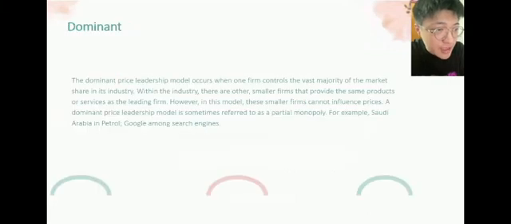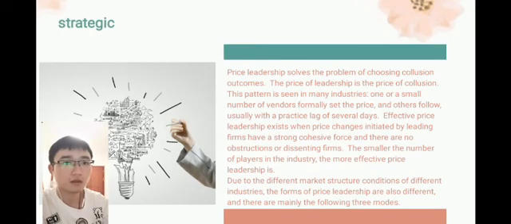The dominant price leadership model occurs when one firm controls the vast majority of market share in its industry. For example, Saudi Arabia in petrol, Google among search engines. That's all. Let me continue with part 3, strategies.